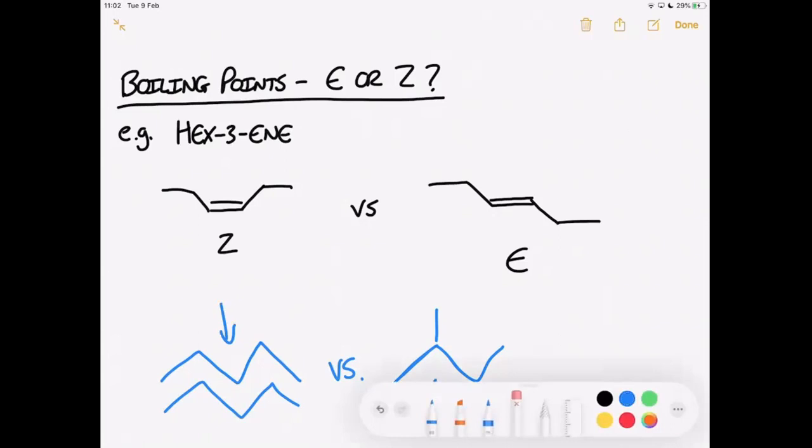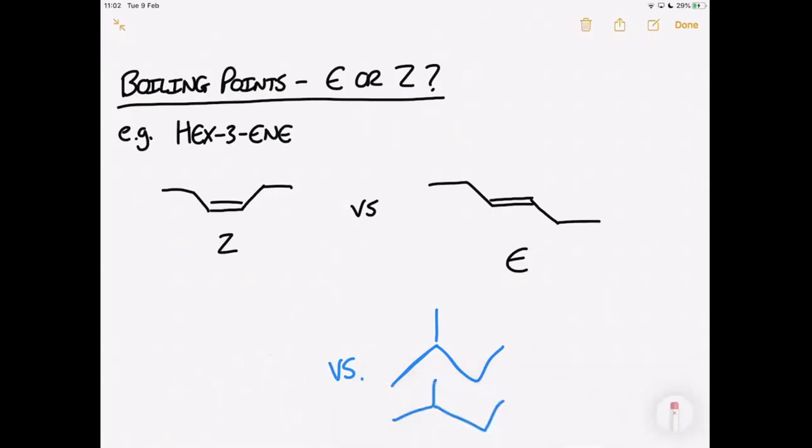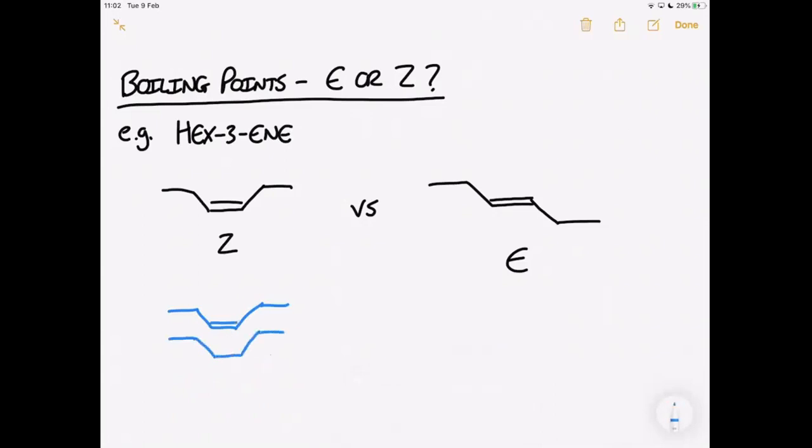The same logic can be applied to E and Z isomers, right? So if we take our Z isomer, it looks like that, but really what we want to think about is how closely does it pack with another Z isomer, because that's really what we're thinking about, the intermolecular force between molecules that are the same. And then if we do the same thing with the E isomer, okay?